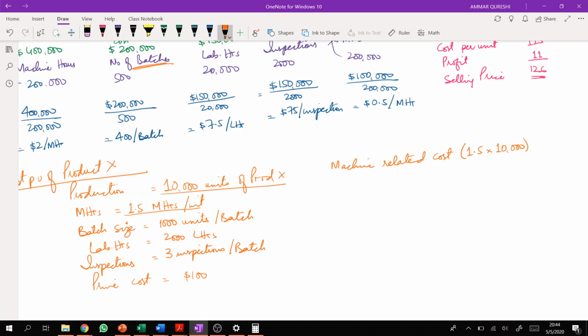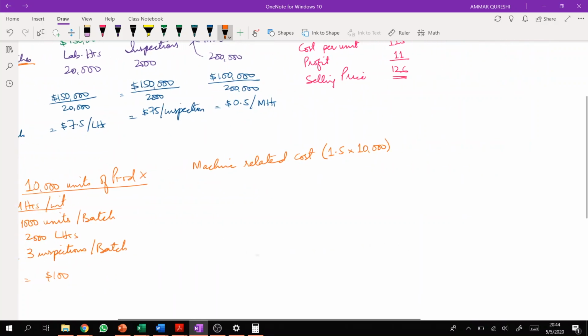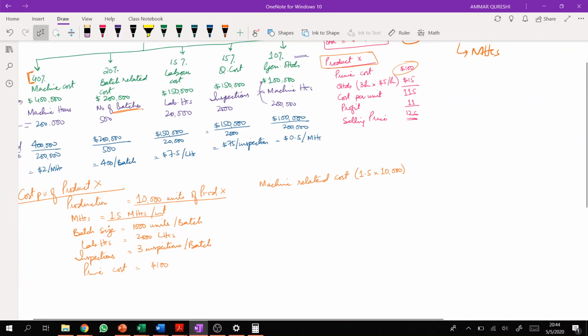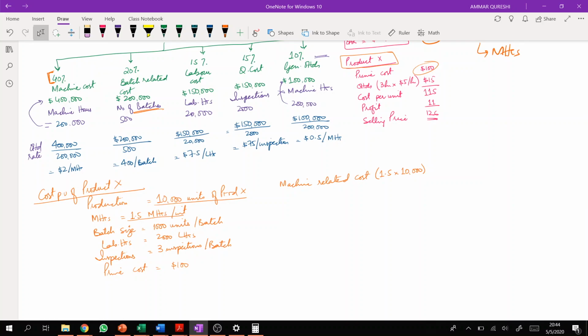So how many machine hours will you need in total? You will need 15,000 machine hours, that's 1.5 multiplied by 10,000. This will give you the total number of machine hours required for manufacturing the product. And what is the overhead rate? The overhead rate for machine hours is $2, right? So we multiply it with $2. 15,000 multiplied by 2 is 30,000, right? Now we are done with this cost.